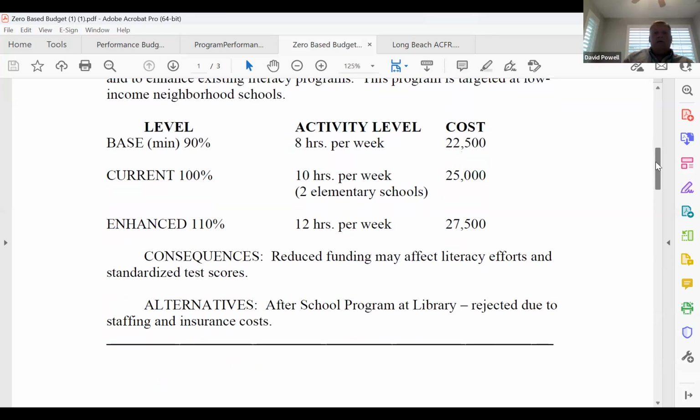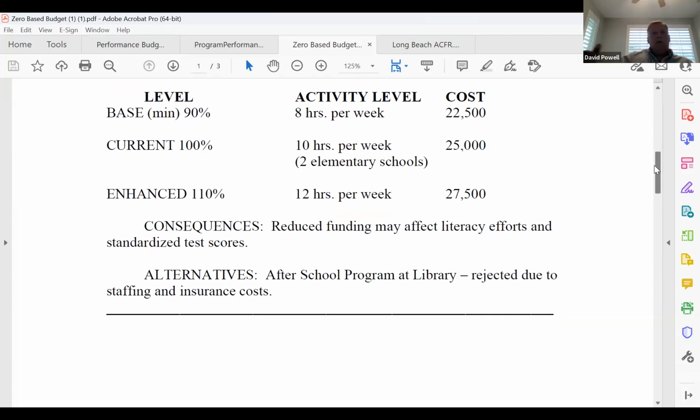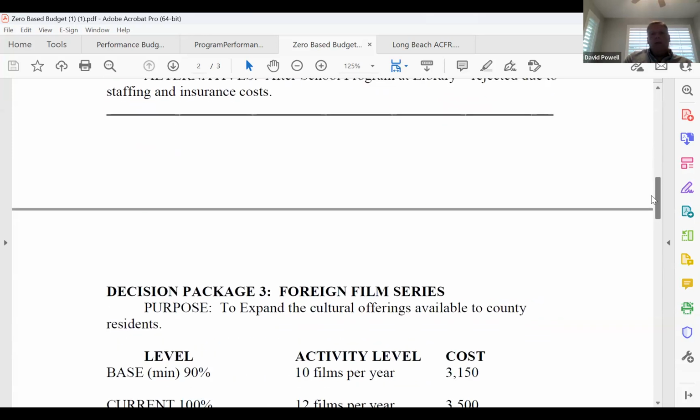Consequences: reduced funding may affect literacy effort and standardized test scores. The alternative to doing these in-school programs is an after-school program at the library itself, but we rejected that because the staffing costs are higher doing it at the library itself, and insurance costs are higher as well. Chances are if we're doing it at the school, then we're going to be held harmless and probably covered under the school's risk management policies, as opposed to having to pay for those risk management policies and those insurance costs ourselves if we do it at the library.